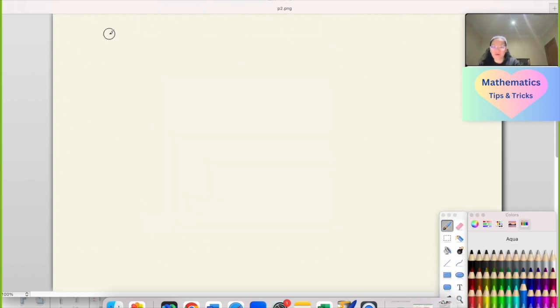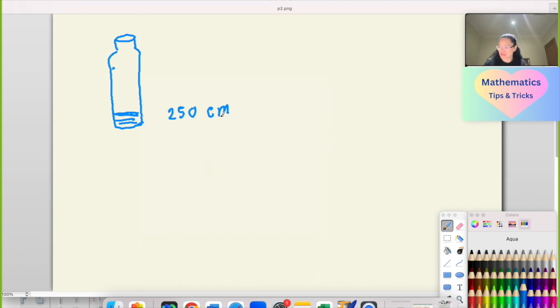Let's draw a bottle of water. Okay, you have water here, just here. And then they tell you that it's just 250 cubic centimeters. And then you need to convert it to liters. What you're going to do is you just divide it by 1,000, okay?